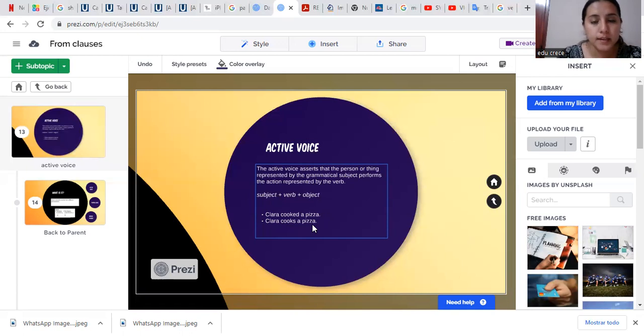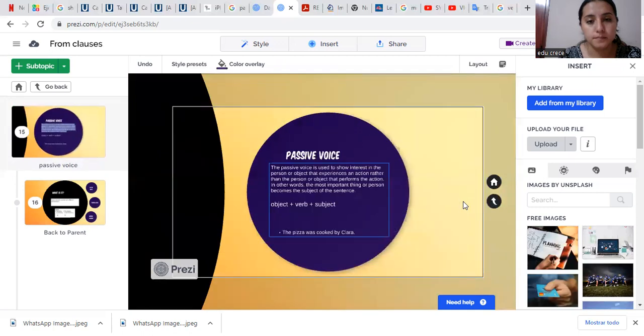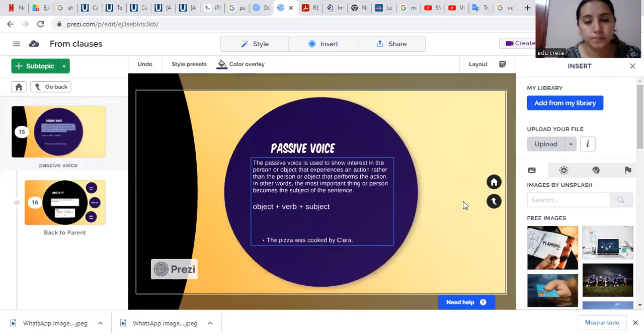We use the active voice. Why? Because the grammatical subject performs the action through the verb, okay? The verb represents the action, okay? In the contrary way, in passive voice, please analyze with the same example.